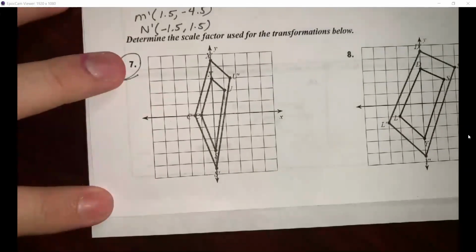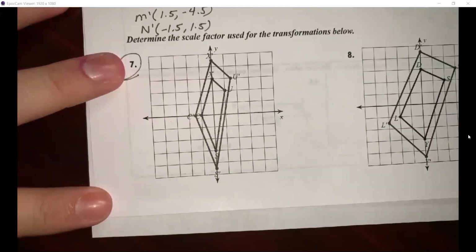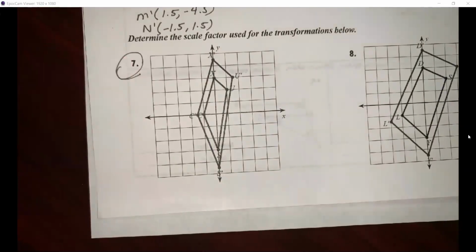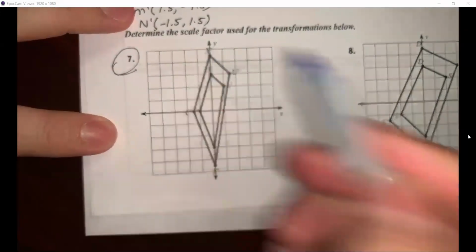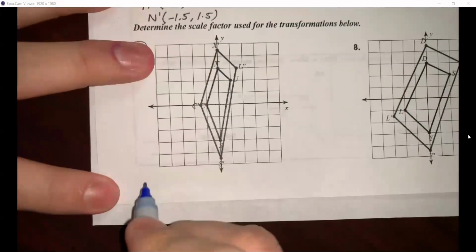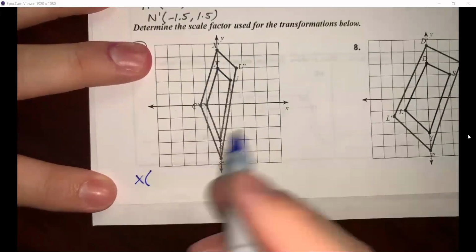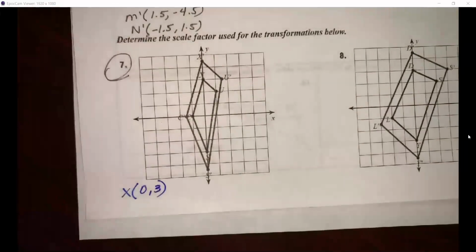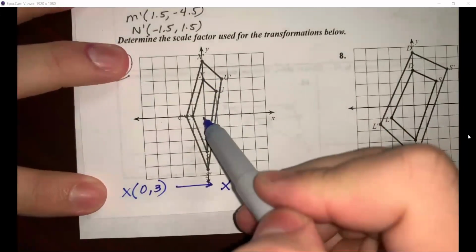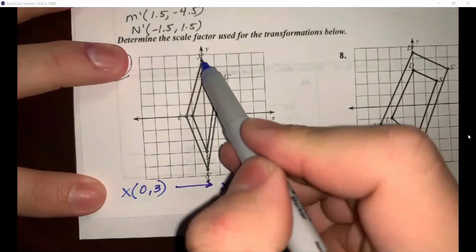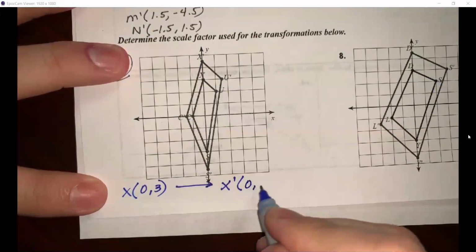So if I look over here, one of the things that I always tell students is just pick a point, right? What point do you guys want? I know I told you not to talk, but just tell me a point. Which one? You want to do X? Sure. Let's do X. So if I have X and X prime, I'm going to look at X. My original X, the one without the tick mark, is 0, 3. And then when I look at my new X, I go from 0. That looks like it's about 4.5, right? It's like halfway between 4 and 5. So it's going to be 0, 4.5.